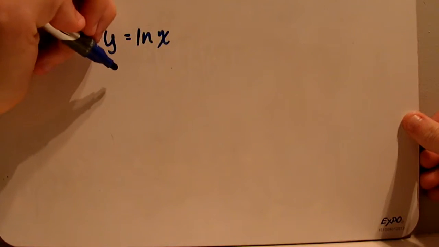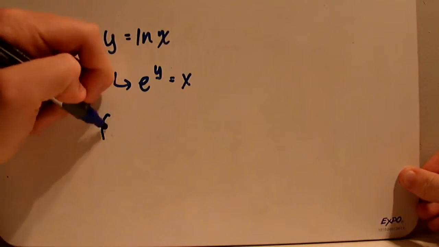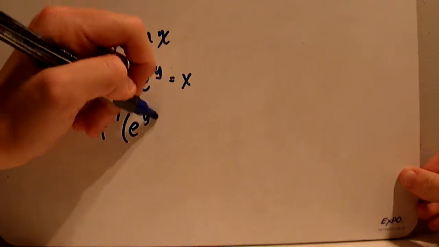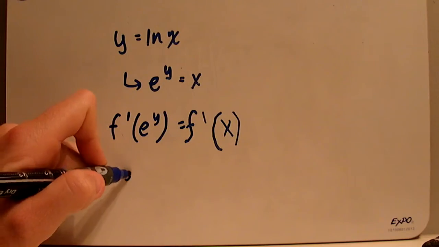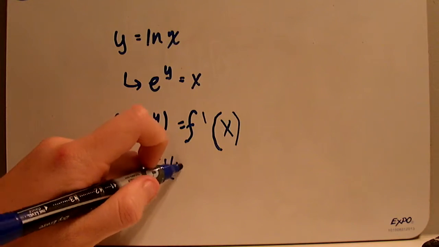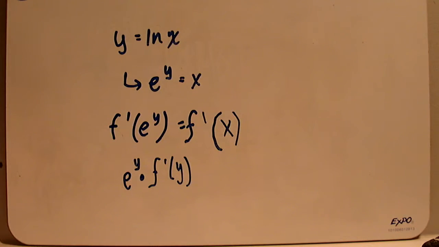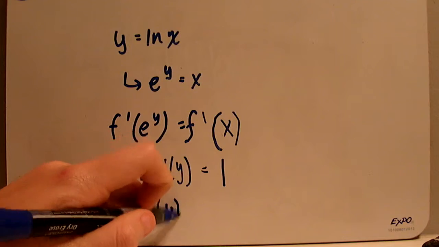So first of all, y equals ln of x is the same thing as e to the y equals x. Then you take the derivative of both. Then we get e to the y times y prime is equal to 1. This is because we know that the derivative of e to the u power equals e to the u power times u prime.